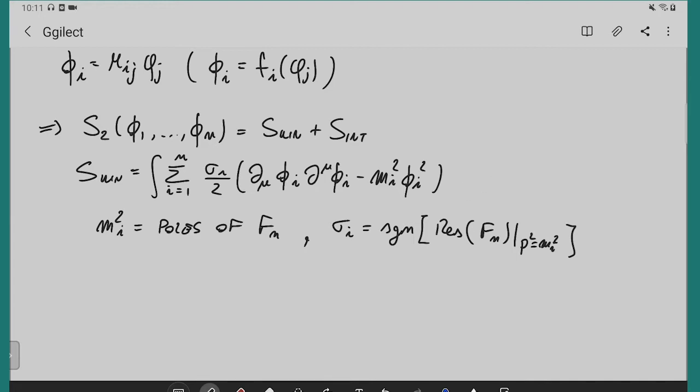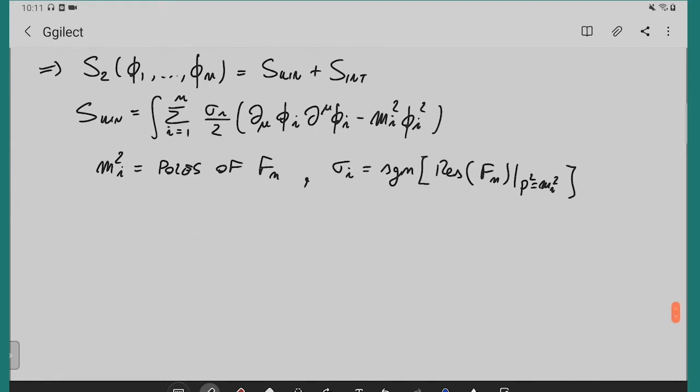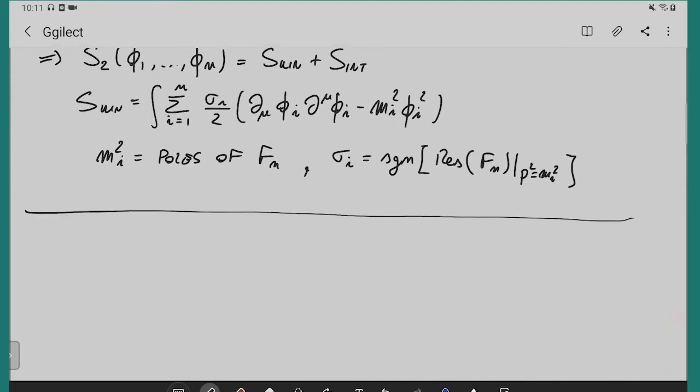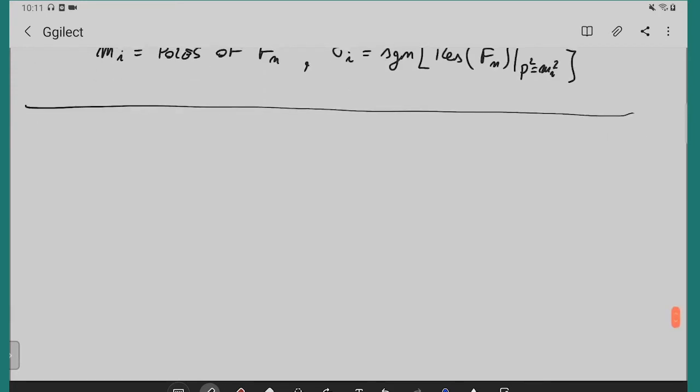So this was some additional comment that I wanted to add, because this is something that you might also do in gravity. I will not show it, but it's common. So let's proceed with Einstein gravity.